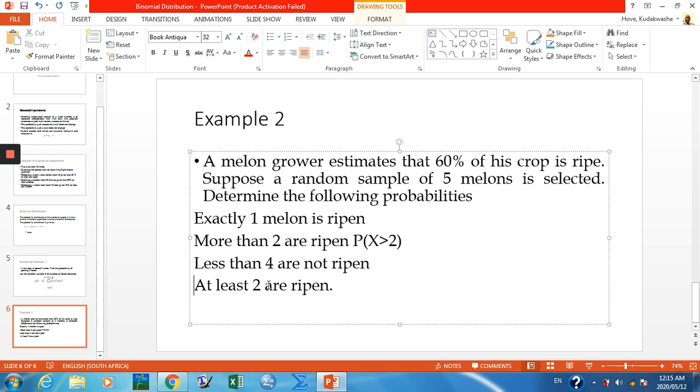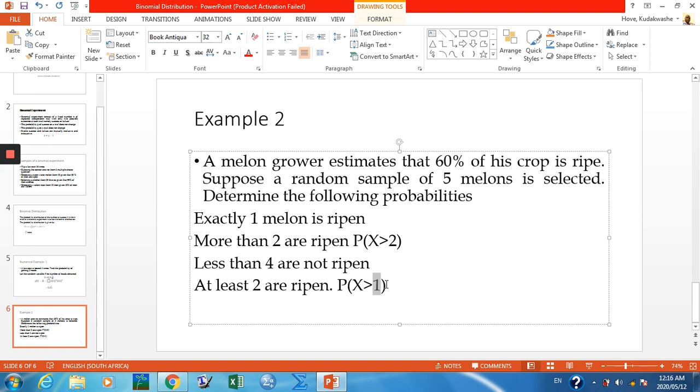So at least 2 are ripe. At least 2 are ripe means we are looking at the probability that x is at least 2. At least 2 means x is greater or equal to 2, which means x is greater than 1. So the next number is from 2 and above. Or we say x is greater or equal to 2. If I say at least 2 people must come, in other words, I'm saying 2 and above.